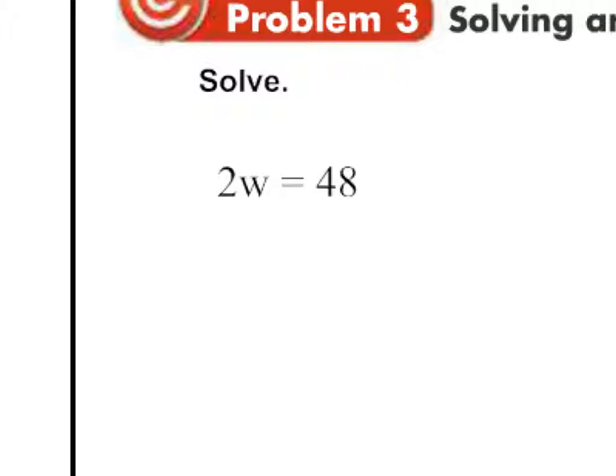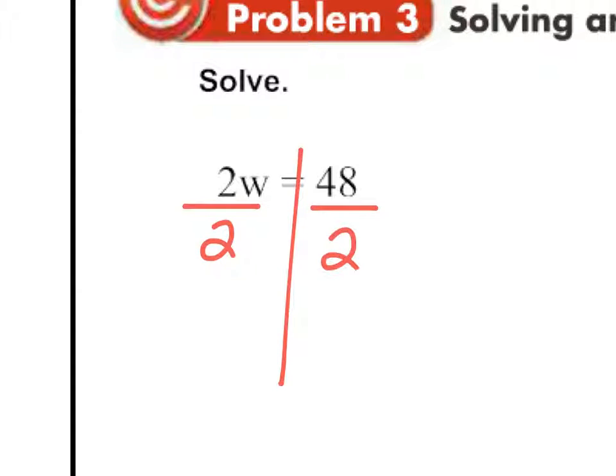When you see a variable right next to a number, it's multiplication. So this is 2 times w is equal to 48. How do I get rid of multiplication? Division, do the opposite. So when I divide, you're going to see me do this fraction bar like that. I'm dividing by 2 on both sides. That's what that means.